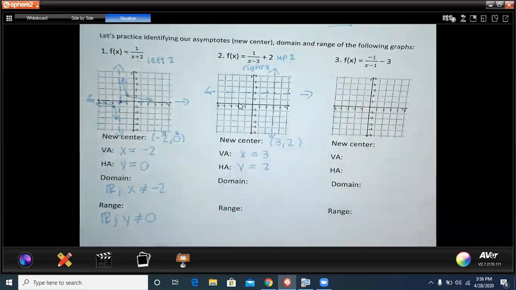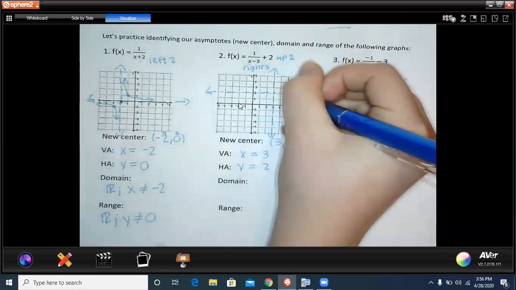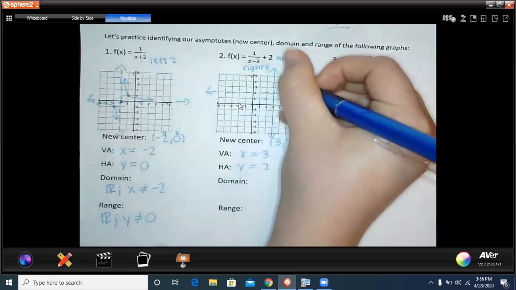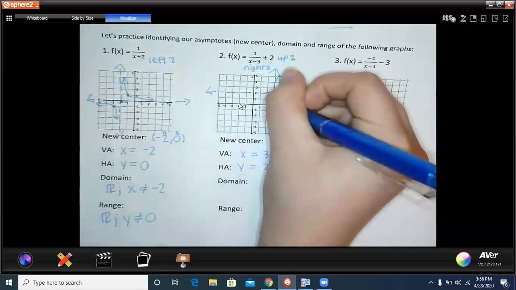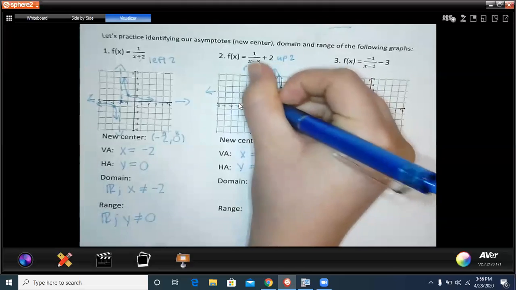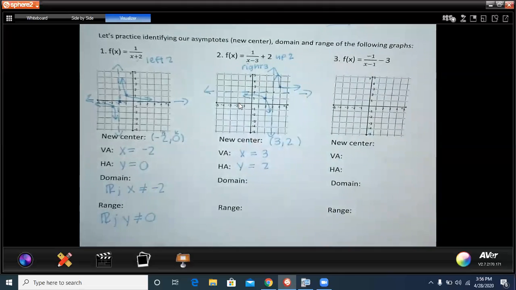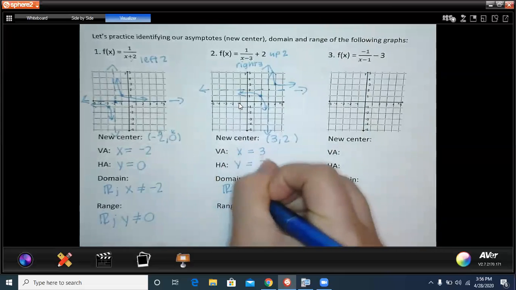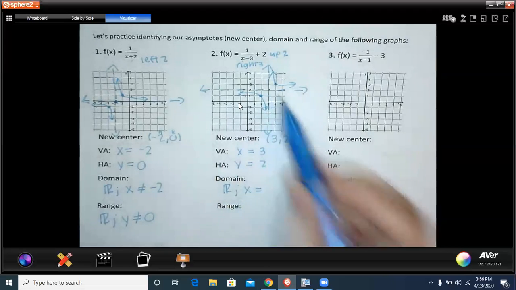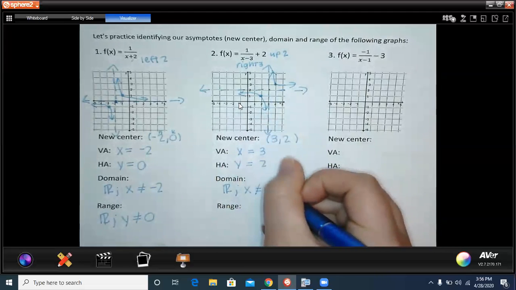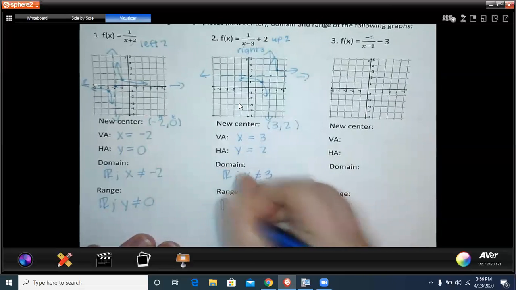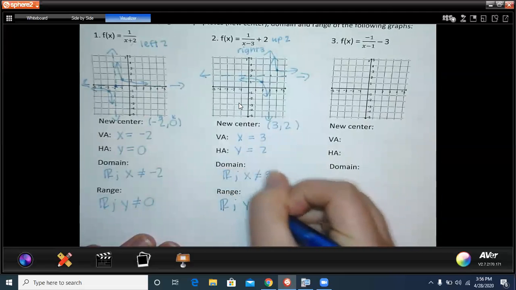My domain, so when I draw in my graph, remember I go up 1 and over 1, and down 1 and over 1. Draw in a sketch of my graph here, something like this. So it's going to continue left and right forever, which would be all reals, except x does not exist right here along my asymptote at 3. So x cannot be 3. Now for range, again, it's going to go up and down forever, except it does not exist at y equals 2.